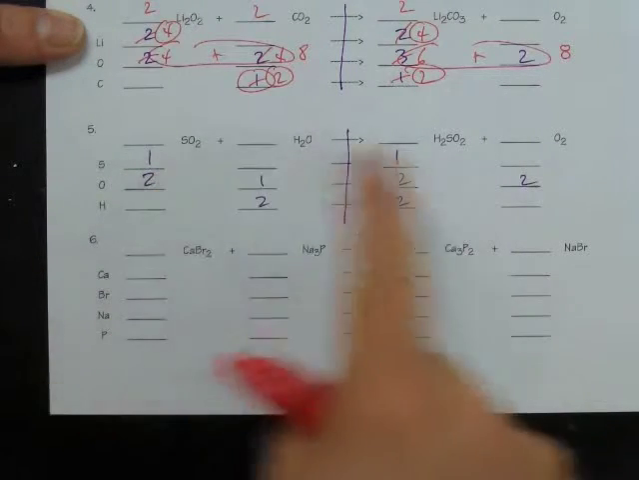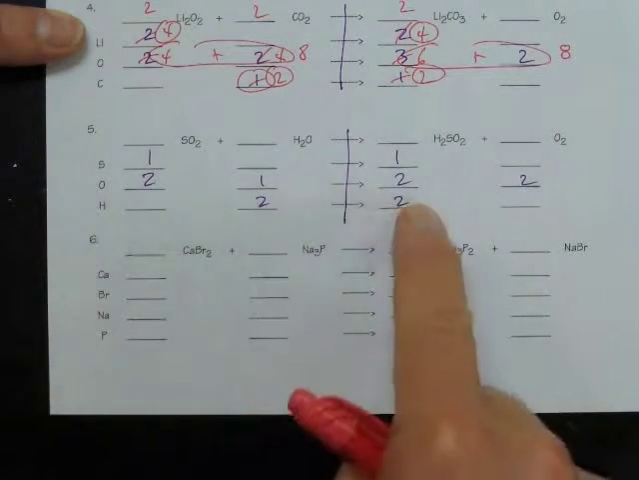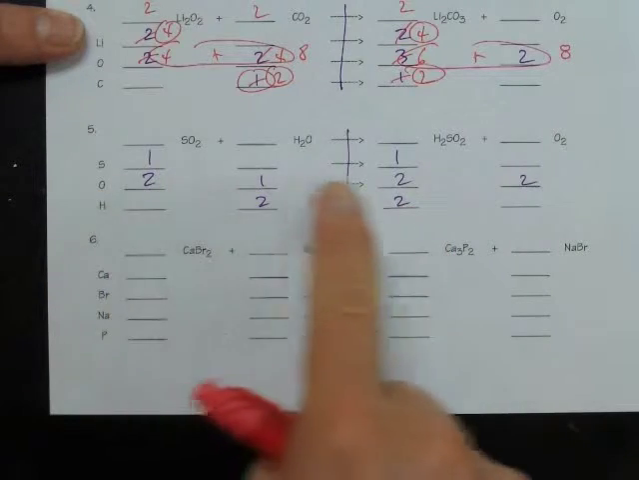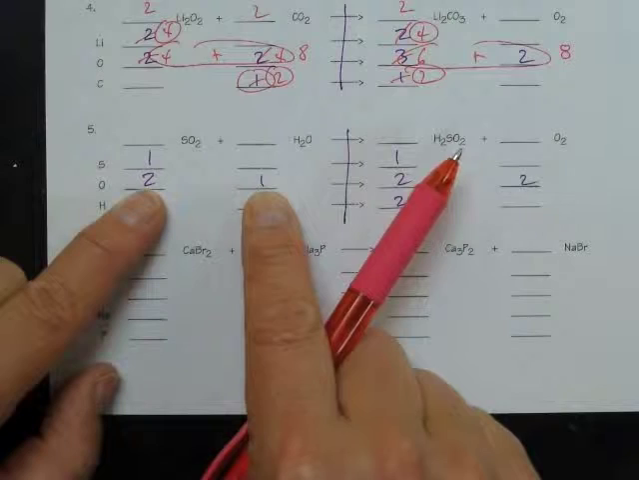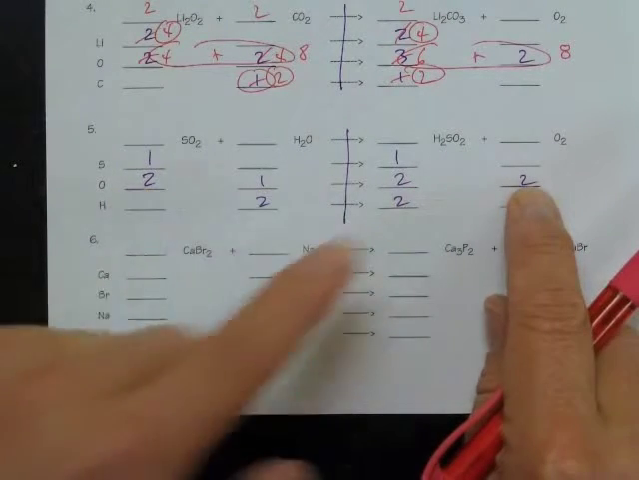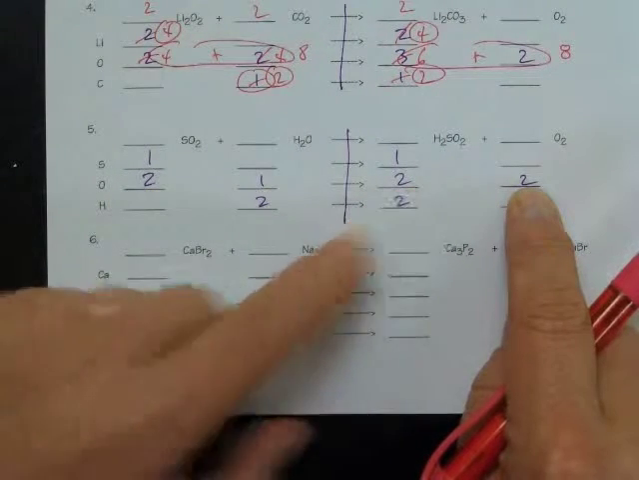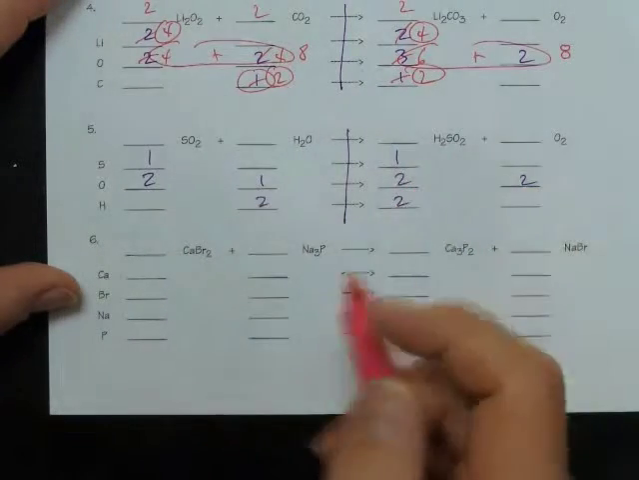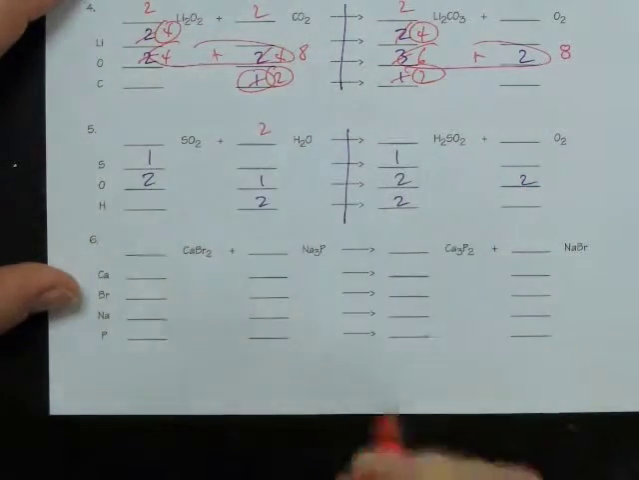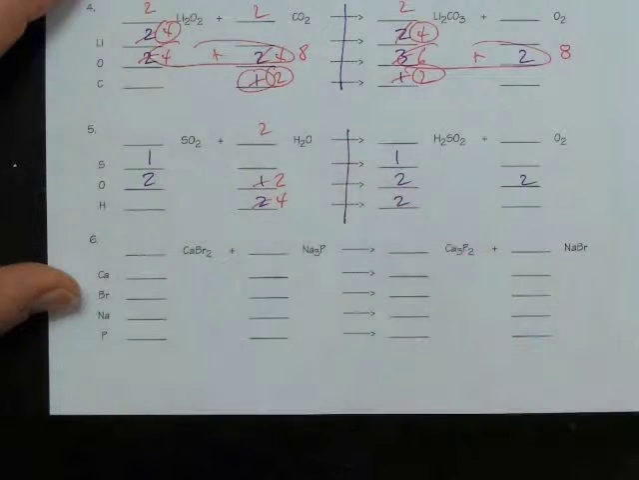1 sulfur on each side, that balances. 2 hydrogens on each side, that balances. So the only thing we have left to work with is the oxygens, which don't balance. We got a total of 3 in the reactants, an odd number, and 4 in the products, an even number. So there we are again with that same problem. So let's make this even by doubling it and see what happens to that.